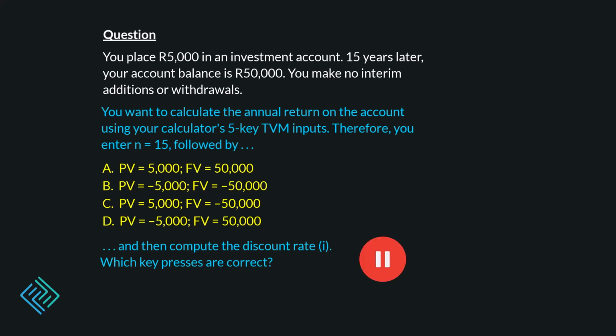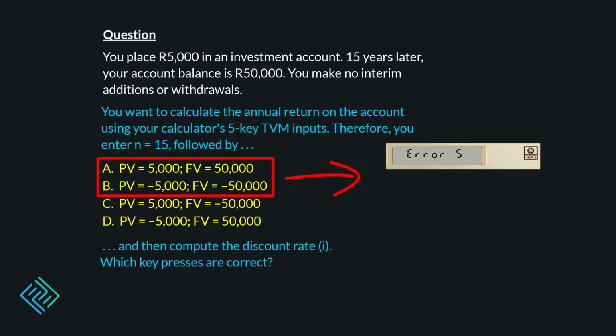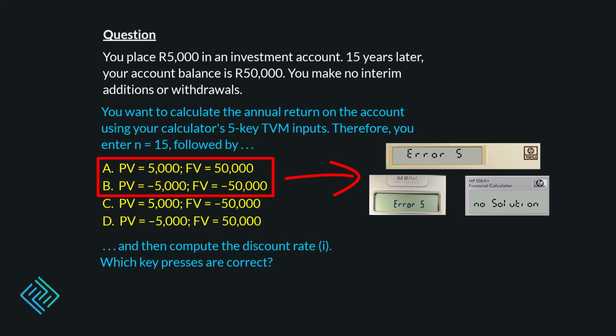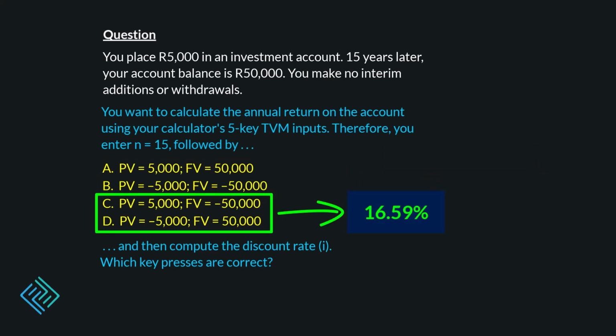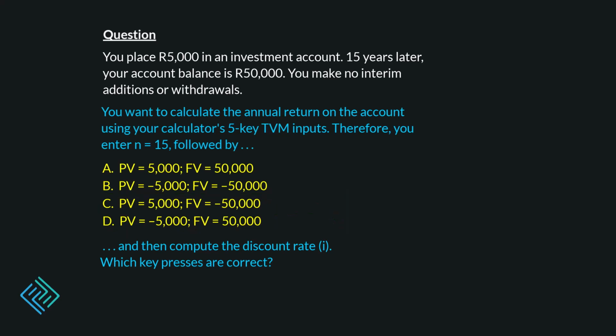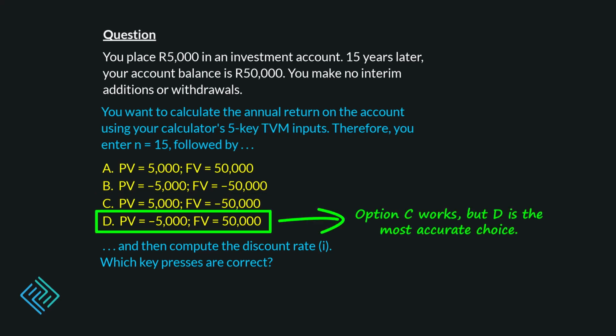Pause the video if you like and decide on your answer. If you chose A or B, here is what your calculator's response would have been. Not very happy. Errors all around. If you chose C or D, you would end up with the correct answer, which is an annual return of 16.6%. In a pedantic sense, however, only option D is correct.